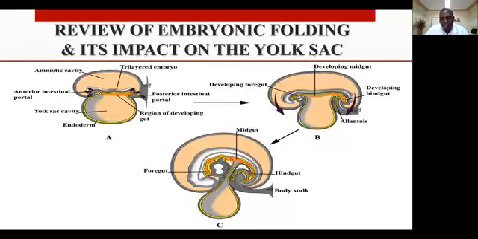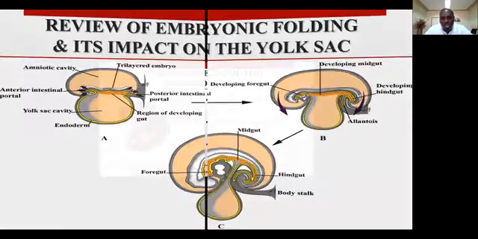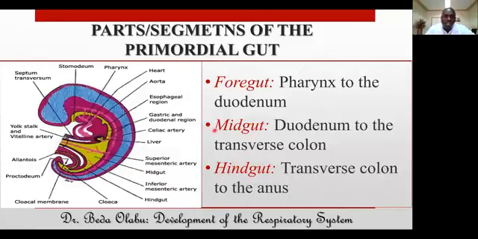So foregut, midgut, and hindgut. Those are parts of the primordial gut. The foregut, midgut, and hindgut have some derivatives. In terms of segments, the foregut extends from the level of the pharynx to the level of the duodenum. The midgut extends from the level of the duodenum to the level of the transverse colon.